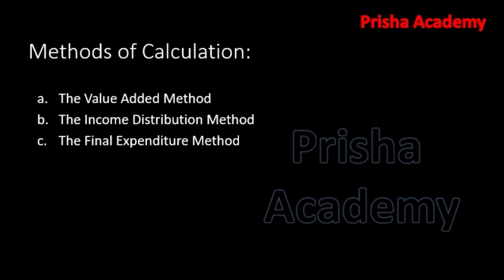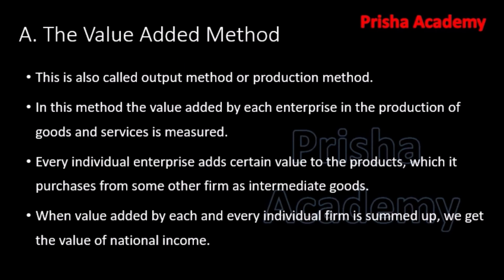Now, which are the methods of calculating the national income? There are generally three methods: the value added method, the income distribution method, and the final expenditure method. So we'll see each of them one by one. First, let's see the value added method.